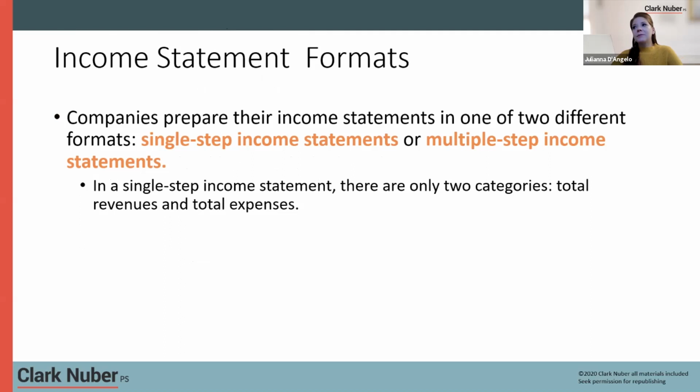Companies prepare their income statements in one of two different formats, a single-step income statement or multi-step income statements. QuickBooks runs their income statements as multiple-step income statements. In a single-step income statement, there's only two categories, revenue and total expenses. The multiple-step income statement provides classifications of revenue and expenses that financial statement users find useful, with three important subtotals.